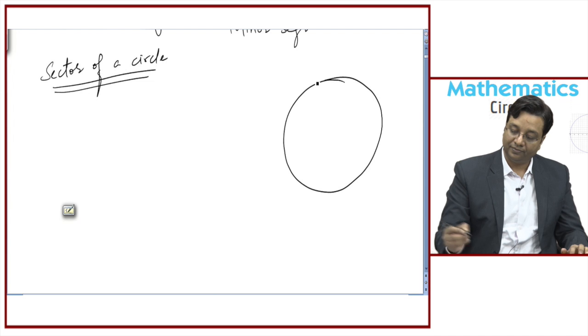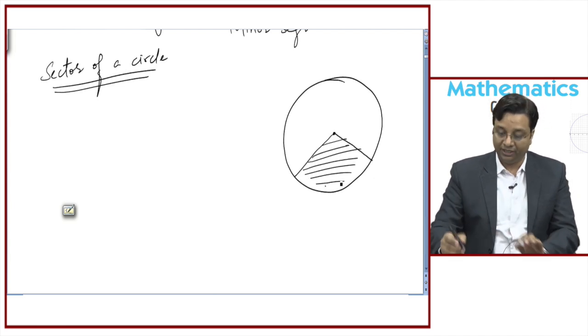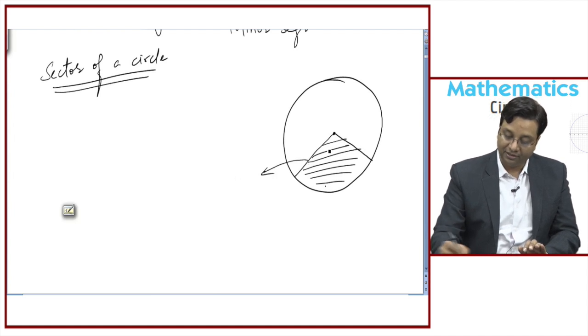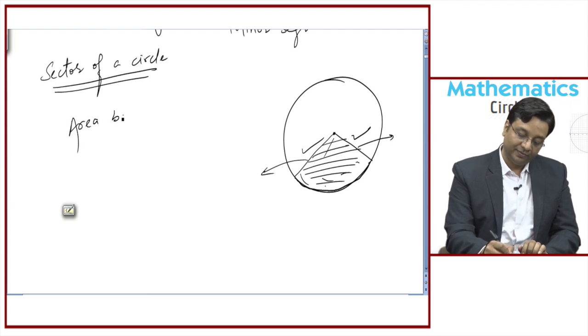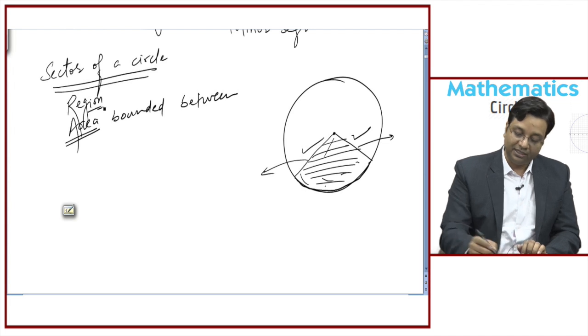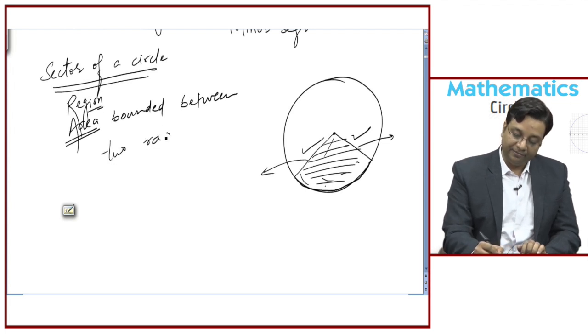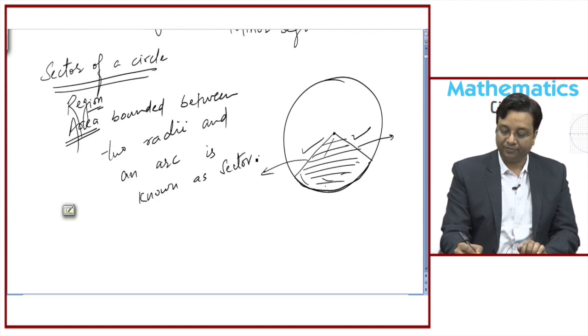If I draw a circle, and this is the center of the circle, this area which is bounded between two radii and an arc, if you are uncomfortable with the word area, you can also call it region. The region bounded between two radii and an arc is known as a sector of the circle.